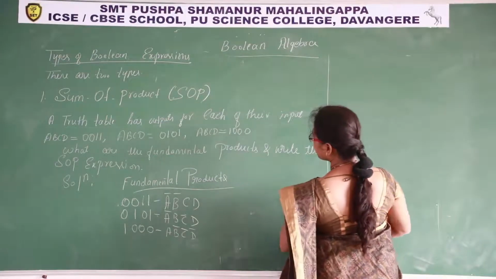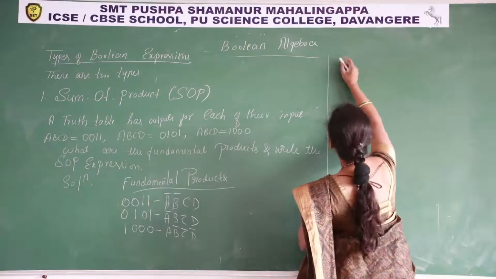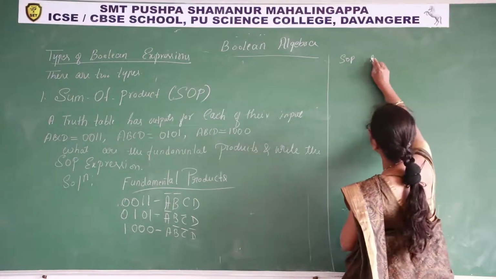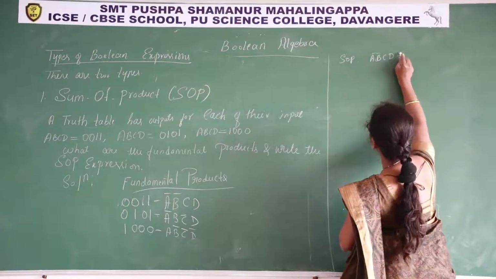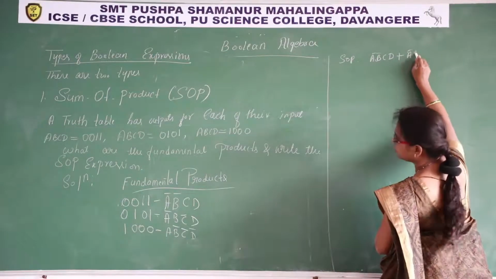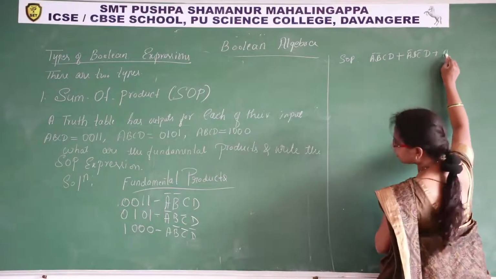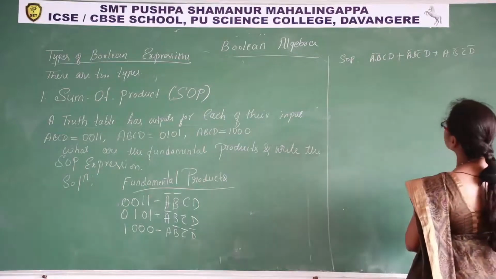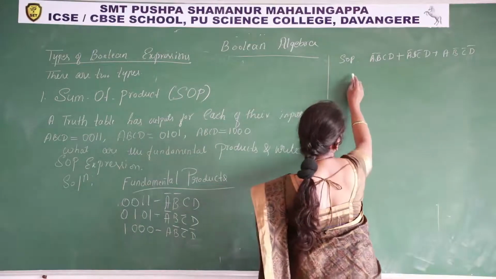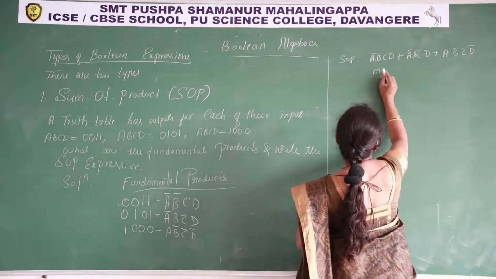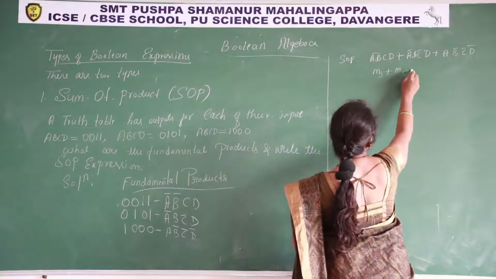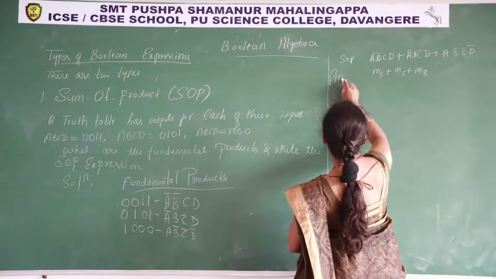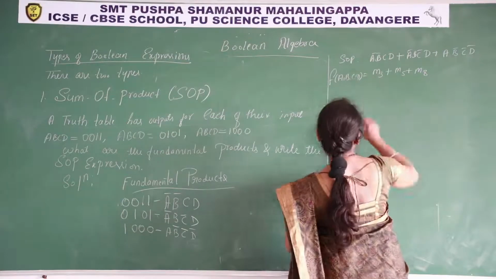Now we should write the SOP expression, the sum of products expression. How? SOP is A bar, B bar, C, D plus A bar, B, C bar, D plus A, B bar, C bar, D bar. So this is the SOP expression, or you can write it as M3 plus M5 plus M8, F of A, B, C, D is equal to.